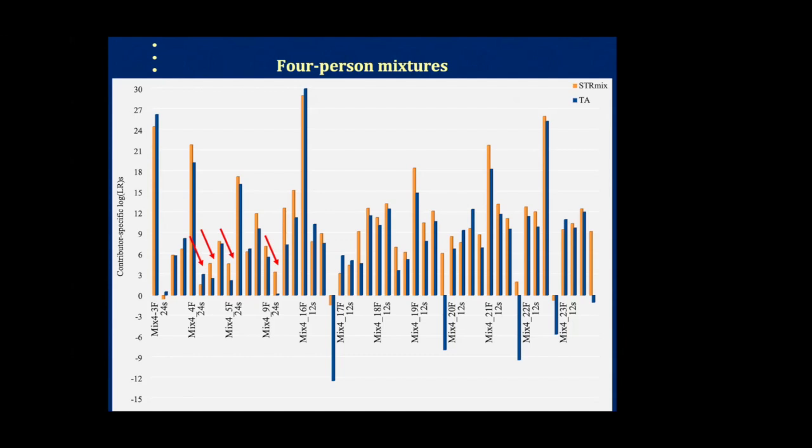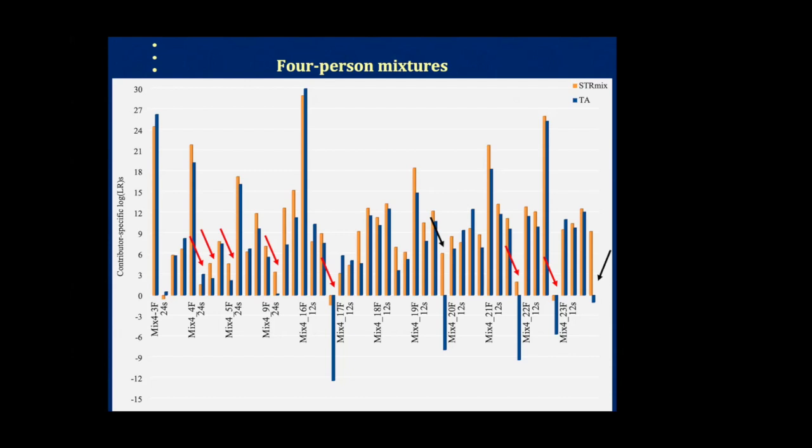And that was the same finding for mix 4-5F and mix 4-9F. Now, the next set of arrows are pointing to some of the mixtures that I analyzed a little bit more in depth, and I'll address that a little bit more later. But these were bigger differences, really substantial differences in magnitude of the log LRs and the results.